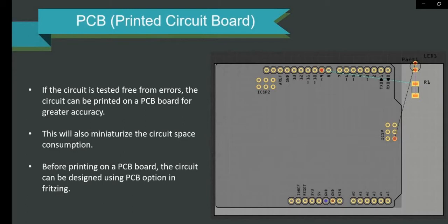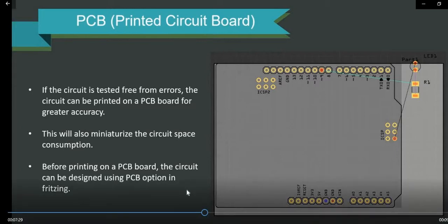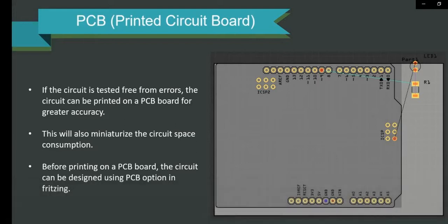If the circuit is tested and it is free from errors, the next thing is to make it real. How do you make it real? We need to get the PCB ready. This will give you greater accuracy and most importantly, breadboard cannot be sold in the market. Only the printed circuit boards enable stuff can be sold in the market as a product. This will miniaturize the circuit space. This will make sure that every connection is proper. This is the way you need to finally get your product out.